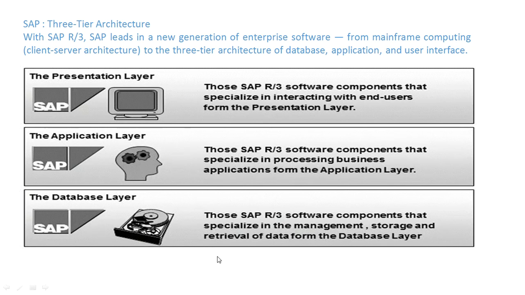And the last layer is called the database layer. So what is the use of this database layer? The database layer stores the data. So in the middle, the brain of the SAP applies. If the user has to process the data, that processing of data is through the middle layer, and after processing it throws the data to the database.